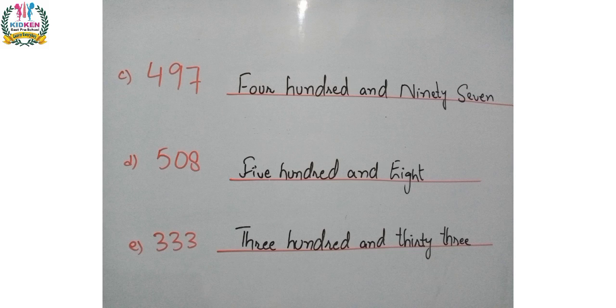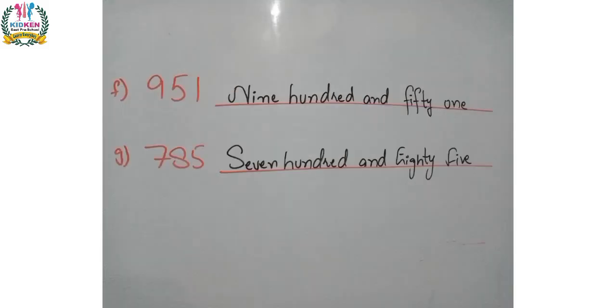Number E is 3, 3 and 3. So we can write this in words, 333. Next part of this question is 9, 5 and 1. So we can write this as 951. Number G is 785. So we can write this in words, 785.